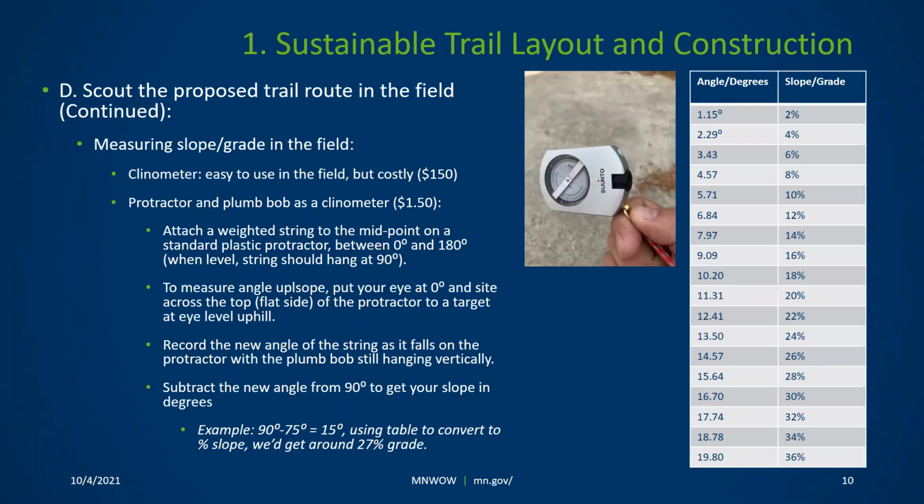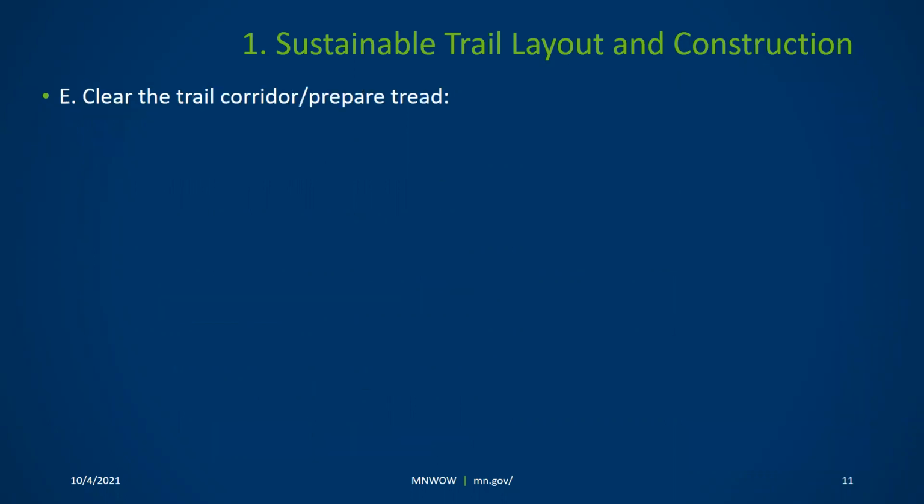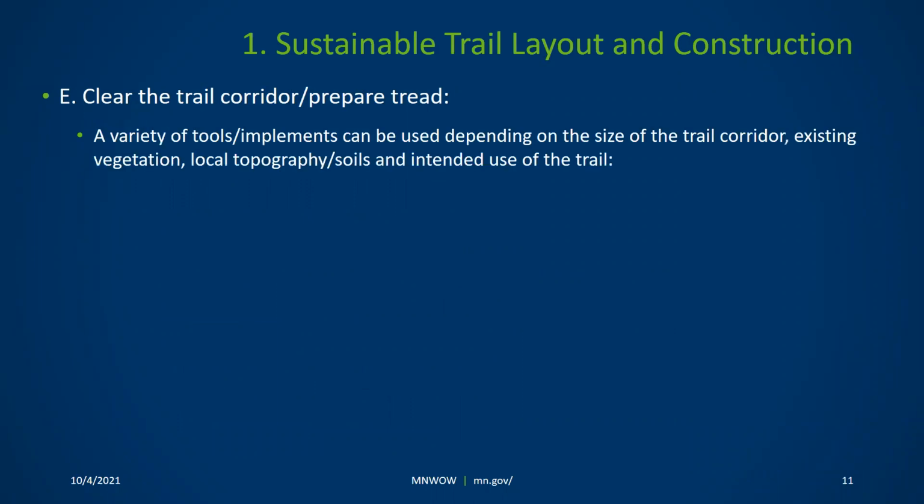We want to try to get these fairly close, and these are a few ways to do it. You can always use levels for things like outslope or shorter distances, but the clinometer is a good tool, and using a protractor is another one, but trying to make sure we're at least getting an estimate of our slope. Then we move on to clearing the trail corridor and preparing the tread.